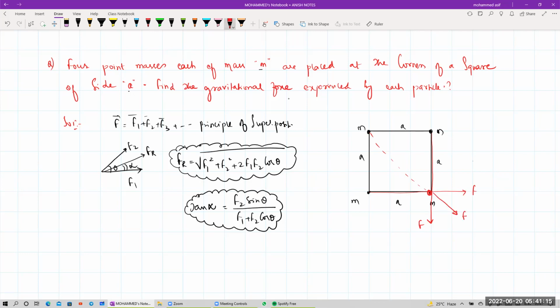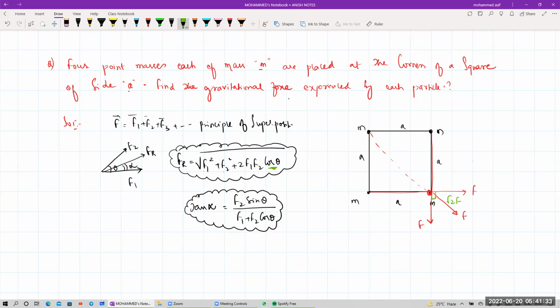Yes, sir. These two forces are perpendicular to each other. So if it is perpendicular, use this formula. Theta is 90 degrees, F1 is F, F2 is also F. So this will become for me how much? Root 2 F.